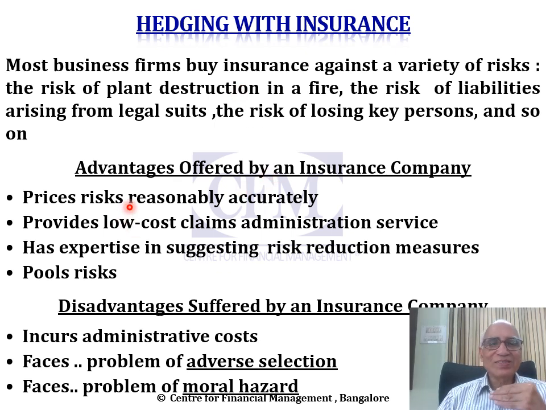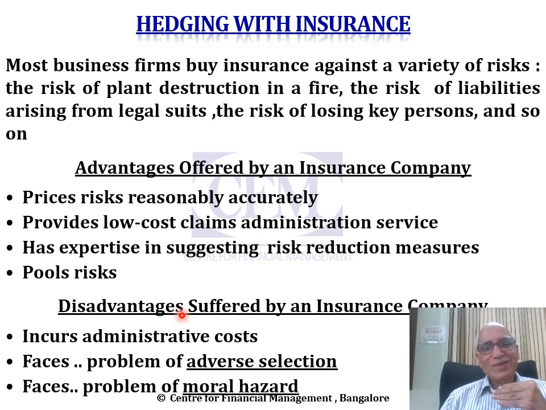1. It prices risk reasonably accurately. Over a period of time, it has considerable experience in pricing risk reasonably accurately. 2. It provides low-cost administration service because it handles large volumes of business. It is able to reduce its cost of administration. 3. It has expertise in suggesting risk reduction measures. 4. It is able to pool and manage risk much better.